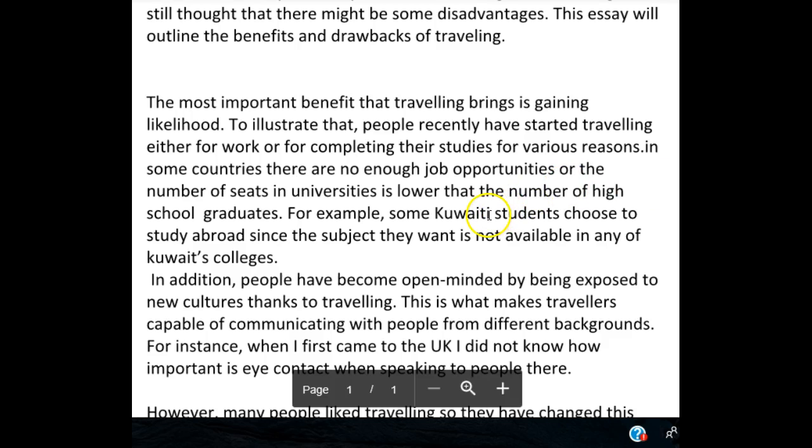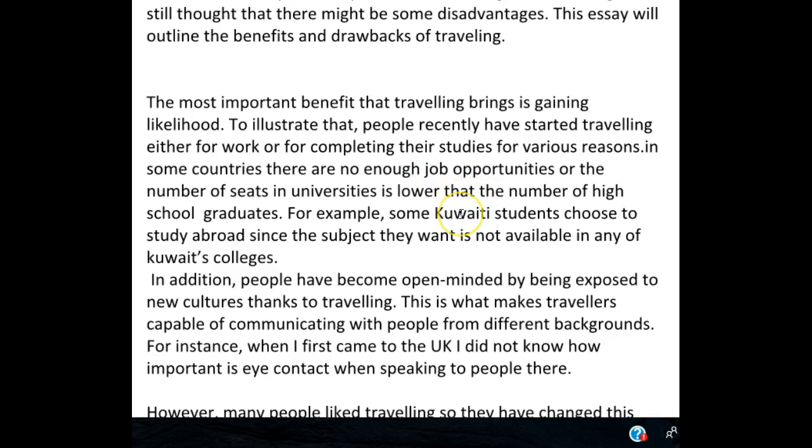All right, let's clean up some of the things happening here. So yeah, this is incorrect. I mean, you obviously mean something else than you've written here. Okay, then here, this needs to be capitalized. There should be a space, of course. There are not enough job opportunities, or the seats in university, the number of seats is lower than the number of high school graduates.